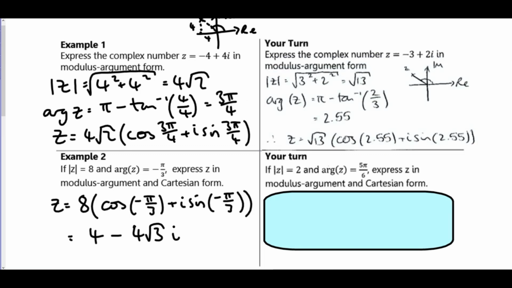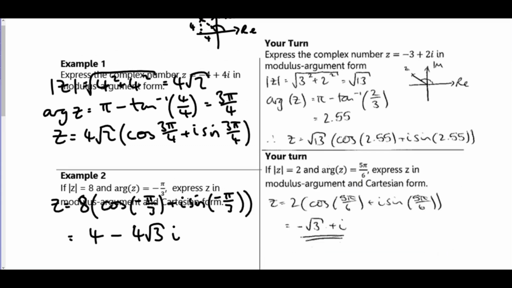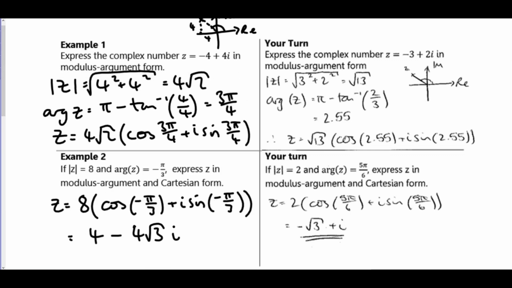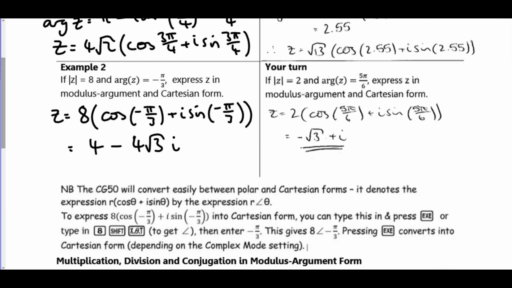So for this first one, you should have got the modulus is root 13 and the argument is 2.55. So in modulus argument form, we've got root 13 cos 2.55 plus i sine 2.55. For this one here, you just write it in modulus argument form: 2 cos 5 pi over 6 plus i sine 5 pi over 6. Typing those bits into your calculator, you get minus root 3 plus i as your Cartesian form.